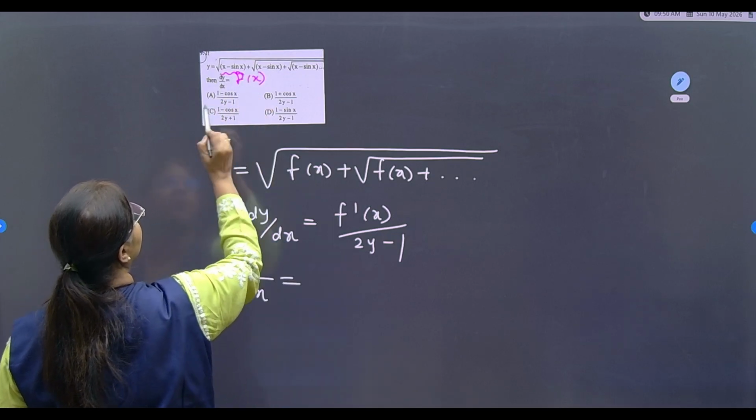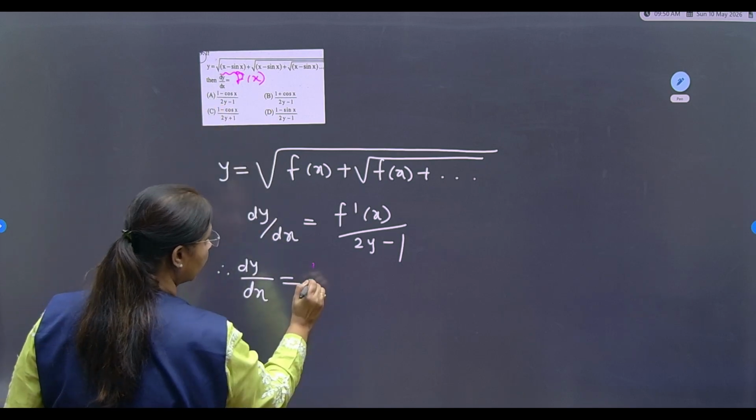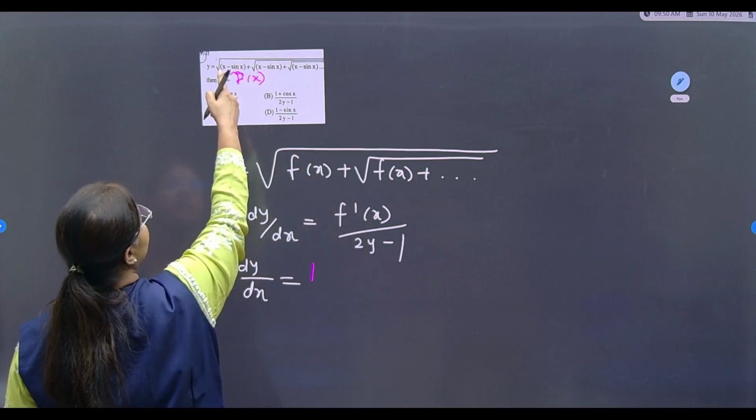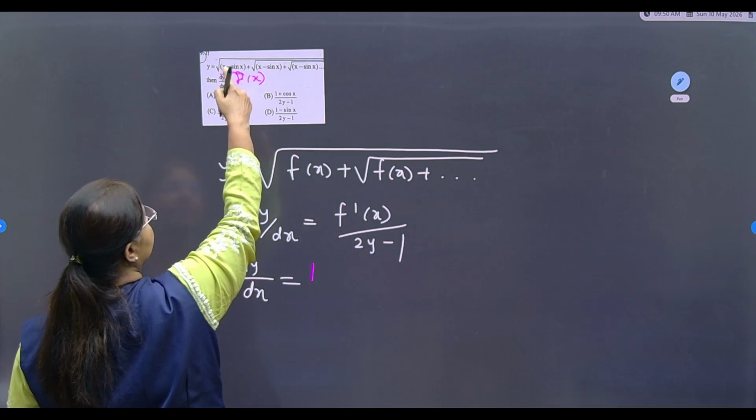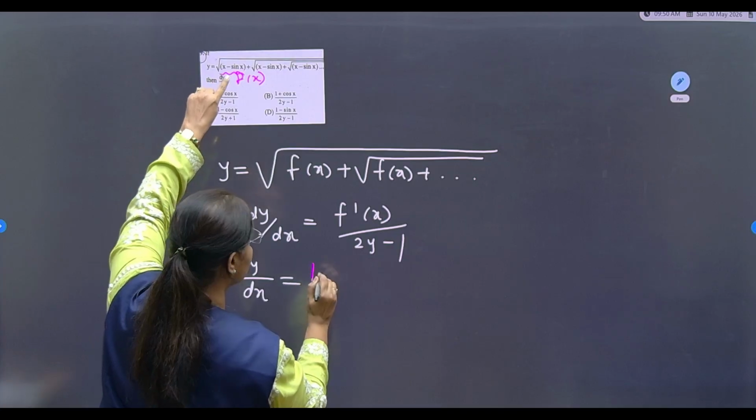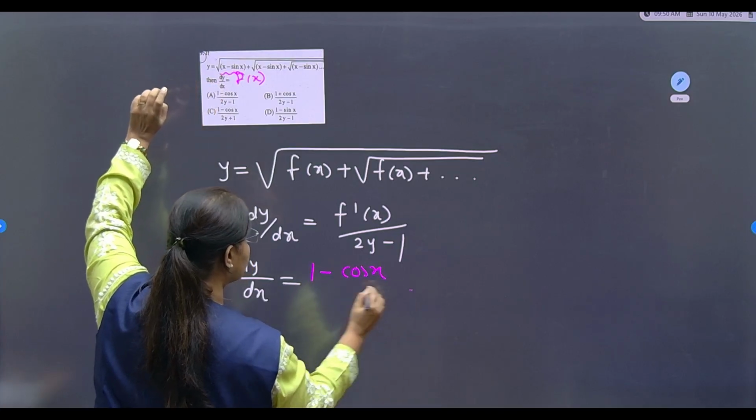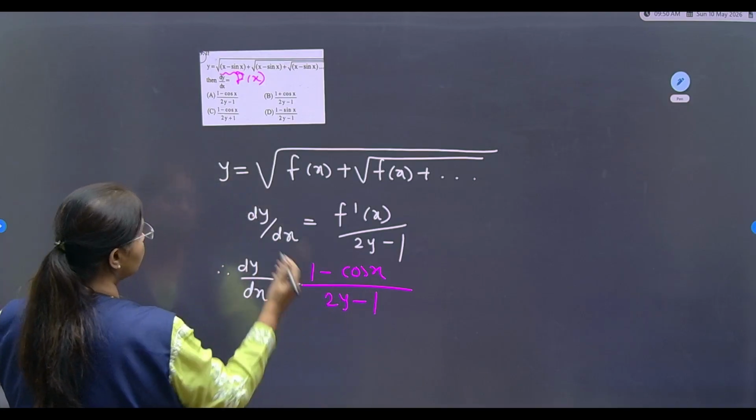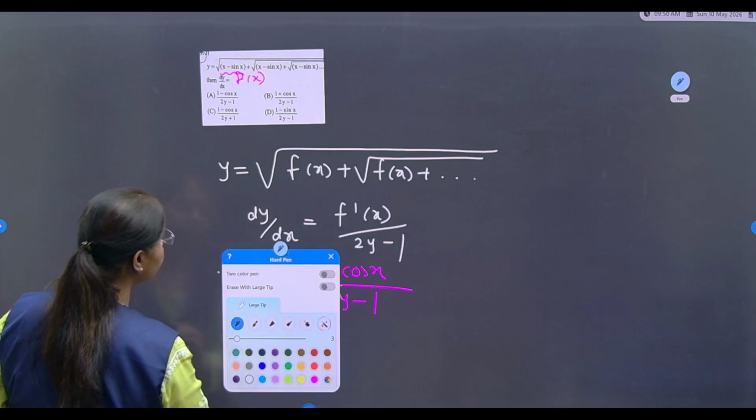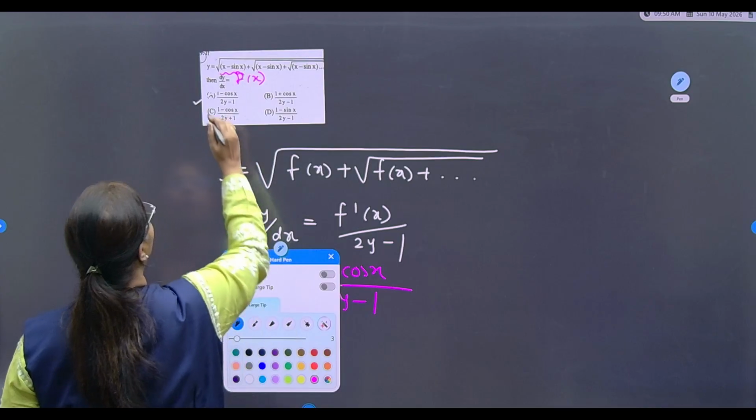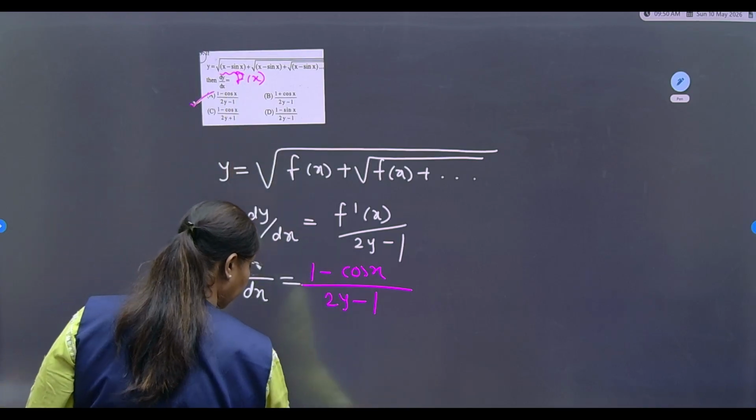The derivative of f of x, that is f dash of x, is the derivative of x minus sin x. Taking its derivative, f dash of x is: derivative of x is 1, derivative of sin x is cos x, so 1 minus cos x, whole divided by 2y minus 1 as it is. Option A. Okay, option A is correct.